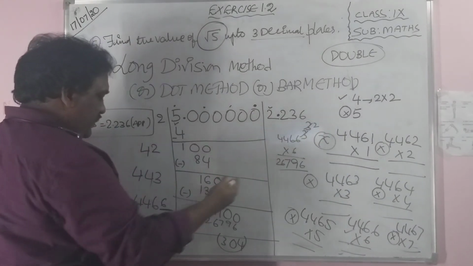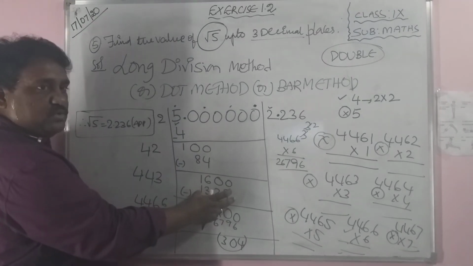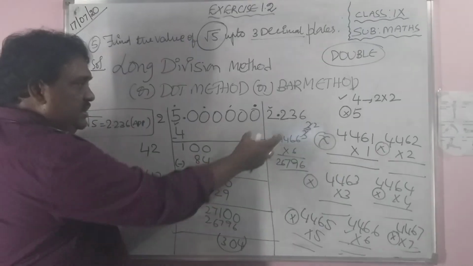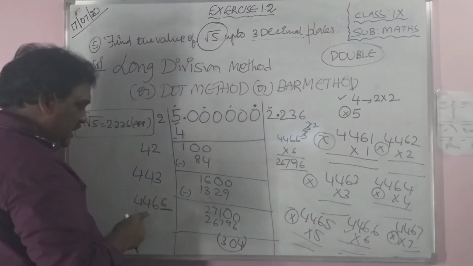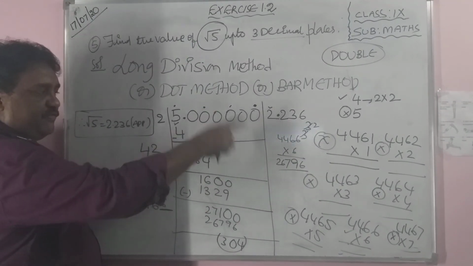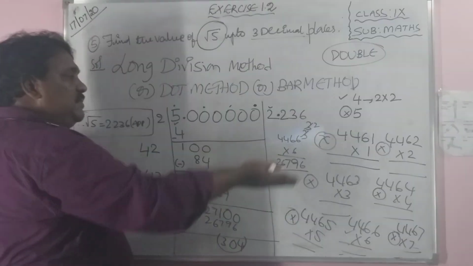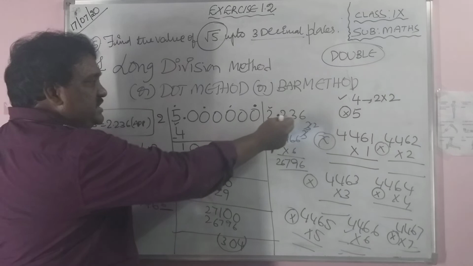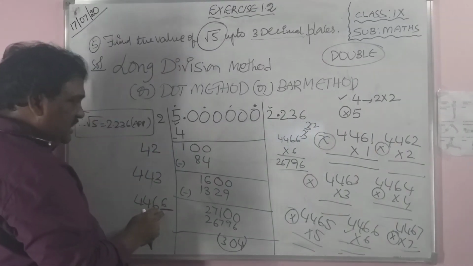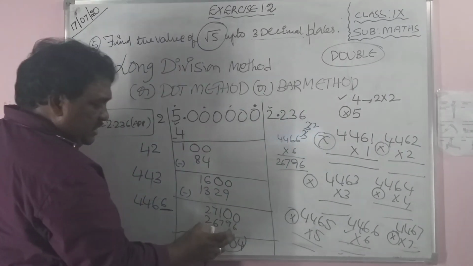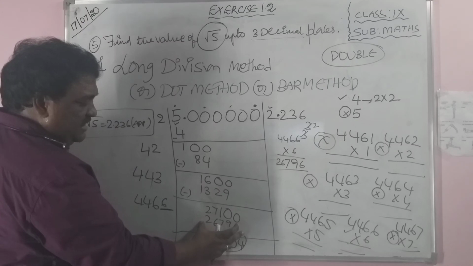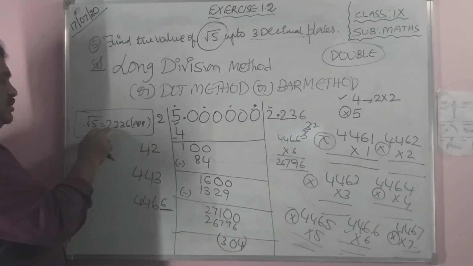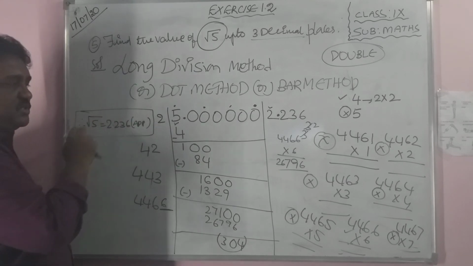I did rough work for you. How much? 1329. Subtract, 271. Two zeros down. 223 double 446. Then the rough work is there for you. You do the multiplication. 6 times is near. Write 6 here. What do we get? 26796. Remainder is 304. Therefore, root 5 equal to 2.236 approximate. Write down.